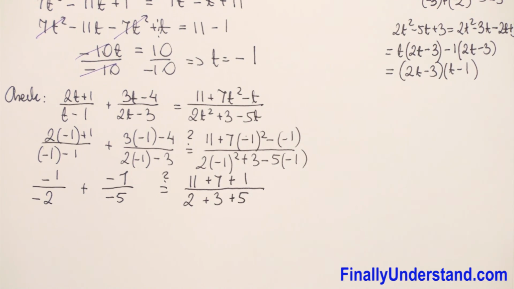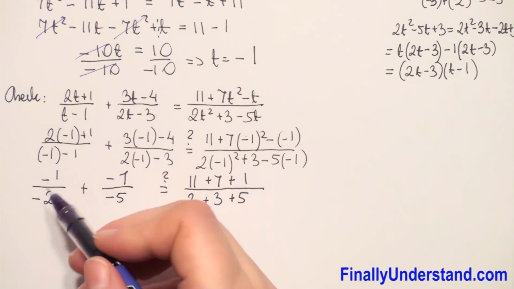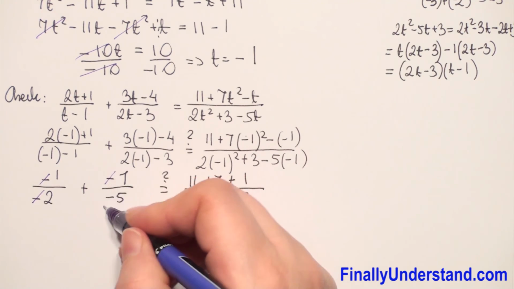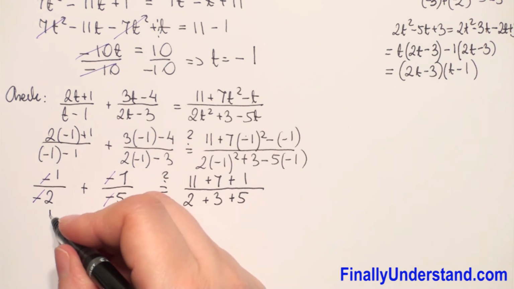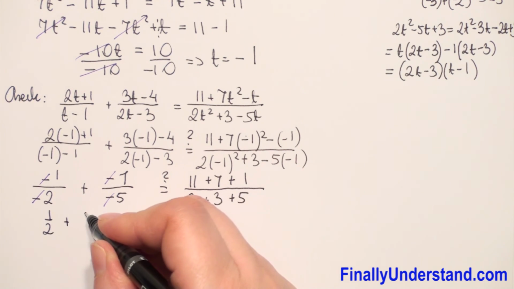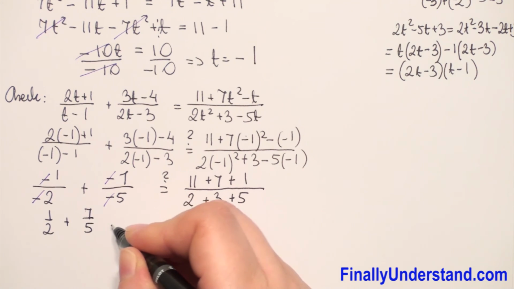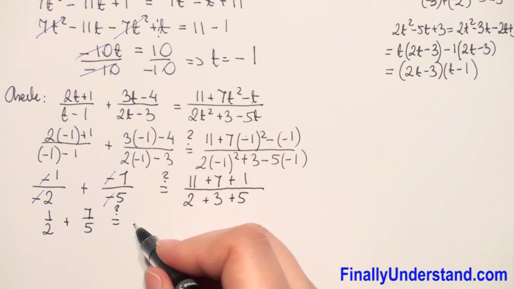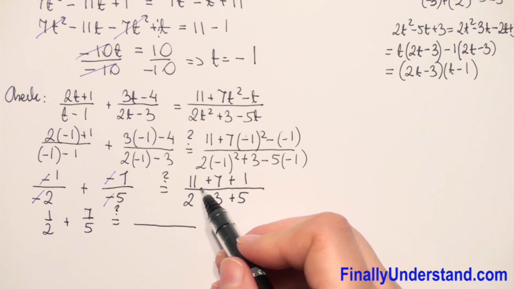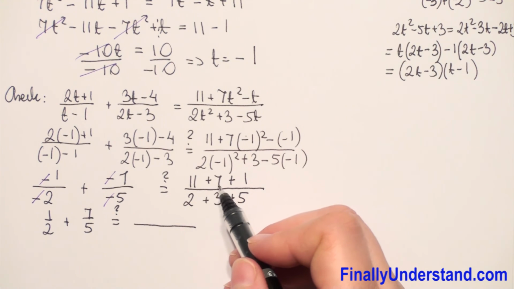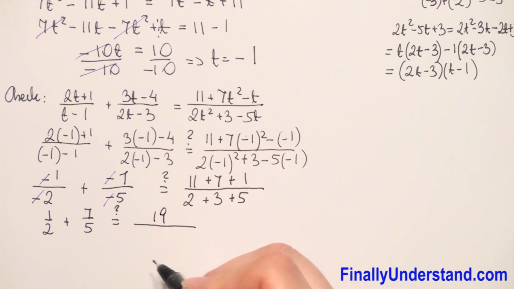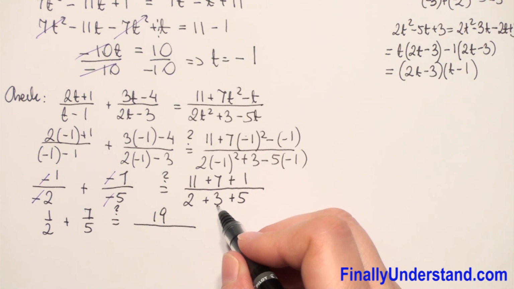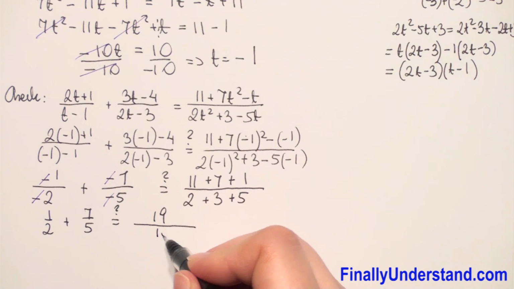So now what we have on the left side, negative and negative give me positive, so we can reduce the negative sign. So we have 1 over 2 plus 7 over 5. This should be equal to, and in the numerator we have 11 plus 7 is 18, plus 1 is 19, and 2 plus 3 and plus 5 is 10.